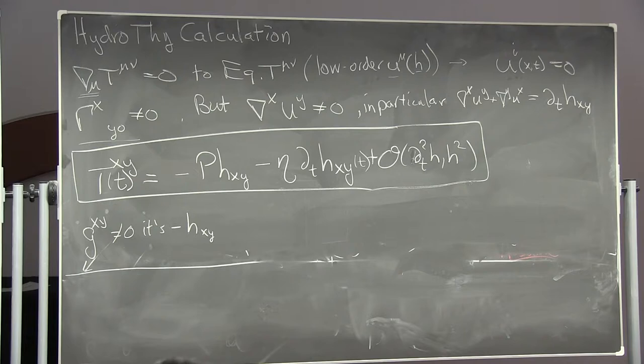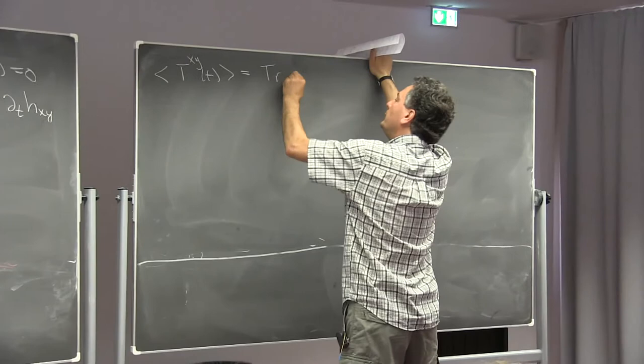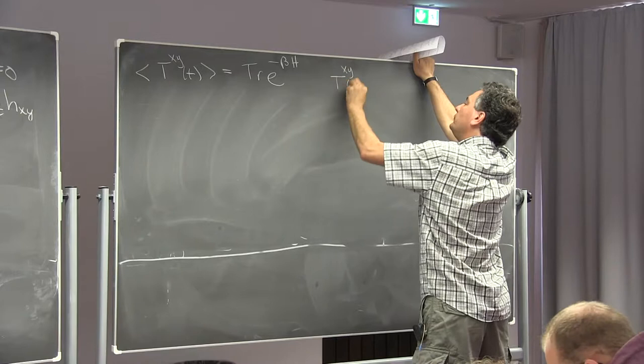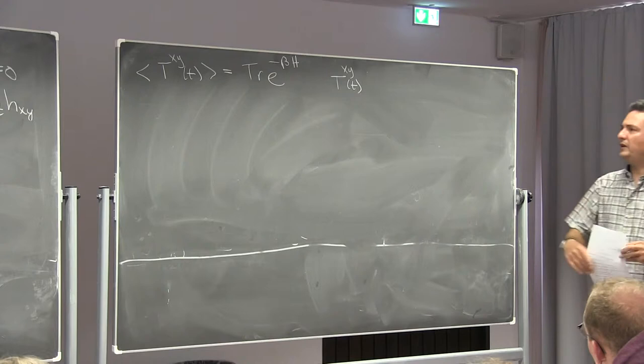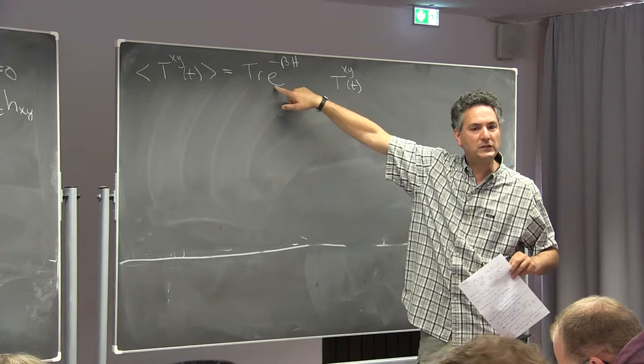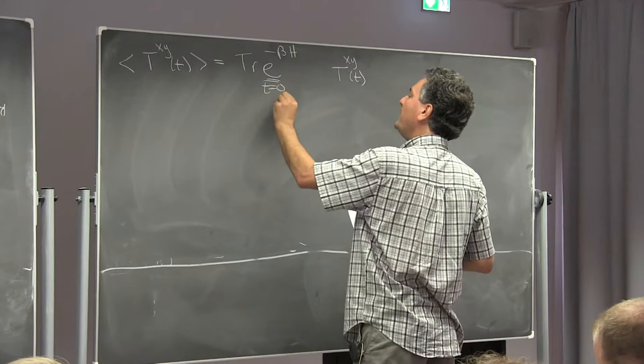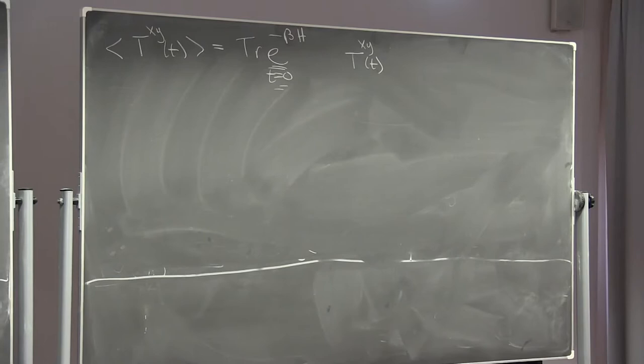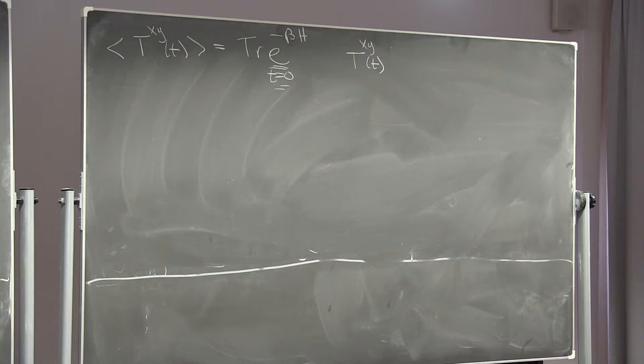Okay. Meanwhile, on the field theory side, what I want to know is the expectation value of txy at the time t. Well, let's trace e to the minus beta h times txy of t. This is an operator at some time which is different than the time that this e to the minus beta h is written. This I had better mean at t equals 0, because that's the last time I actually know what I'm doing. That's my initial time when I have flat space and I know I'm in an equilibrium ensemble.